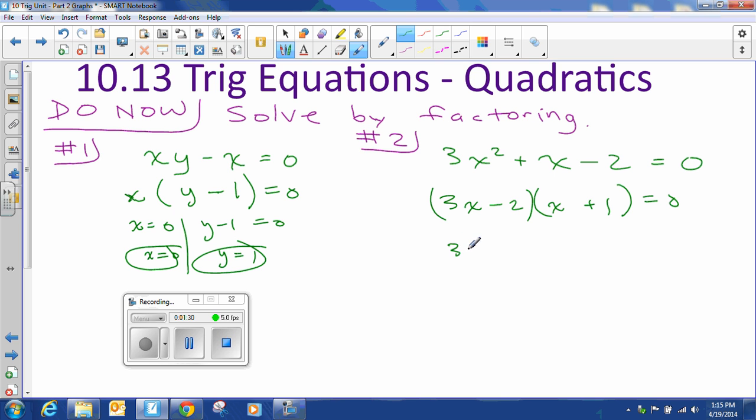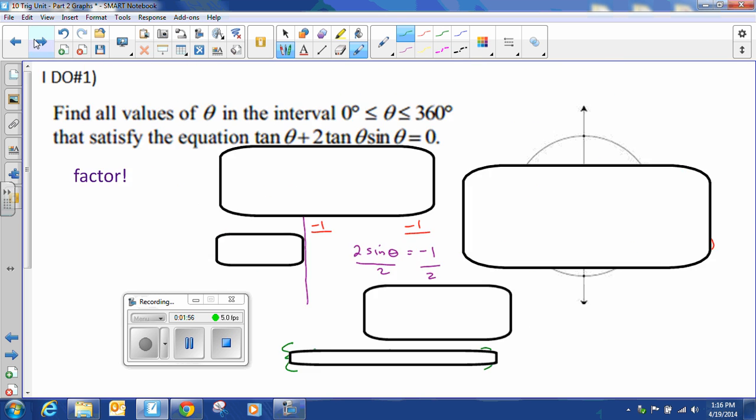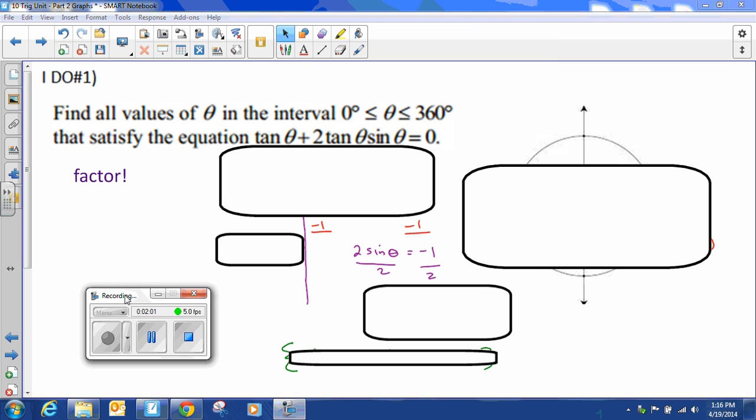And now we set each of these factors equal to 0. And we end up with x equals, add 2 to both sides, 2/3, and -1. So the solution set could be 2/3 and -1 like this. Okay, so this is a great warm-up for solving trig equations that are in quadratic form.